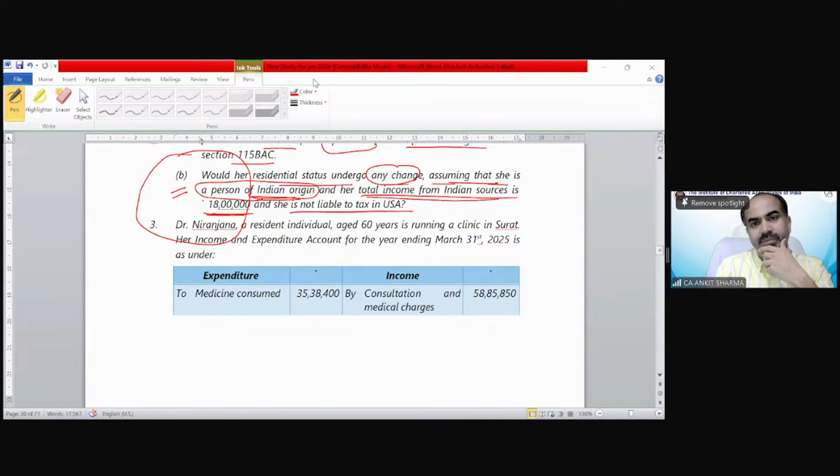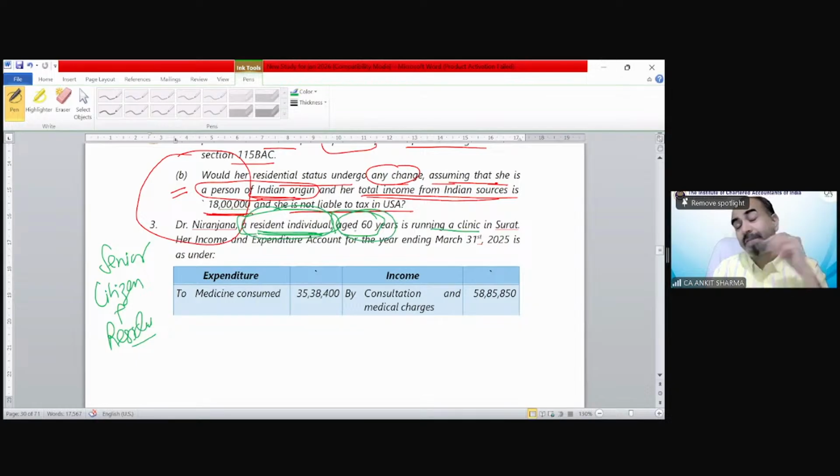Dr. Niranjan, a resident individual, age 60 years, is running a clinic. Now understand, age 60 years, so that's a question of a senior citizen and who is a resident also. You can mark these kinds of information in the question, as they will impact your calculation of tax, deduction, etc. Is running a clinic in Surat. Her income and expenditure account for the year ending 31st March 25 is as under.